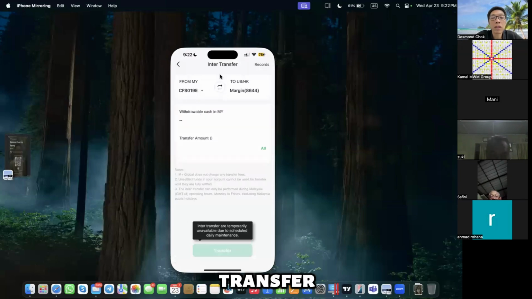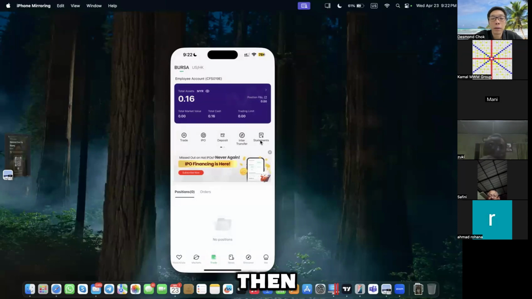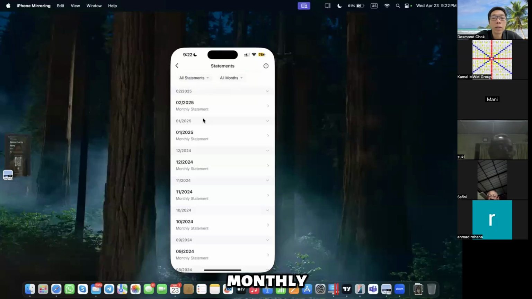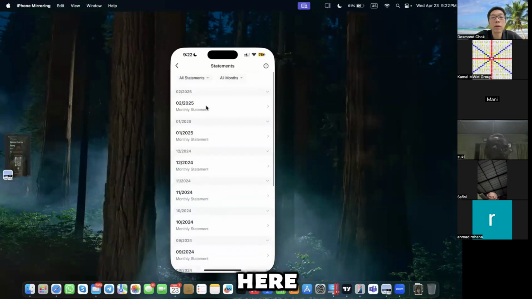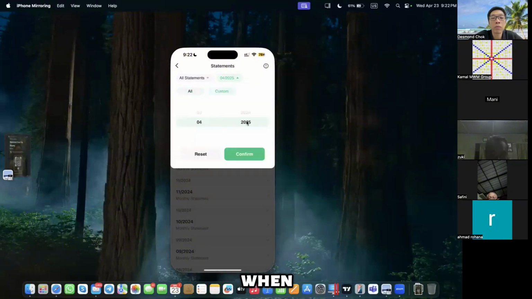So this one you can transfer your fund from Malaysia to Hong Kong or vice versa. You can transfer your fund, how much, then after that, statement. This one you can check your statement. So your monthly statement or your contract note also you can check here. You click here, you can see all from here. Then you can see all statements, or maybe you want to sort by custom. Using custom, you choose which date you want to see.